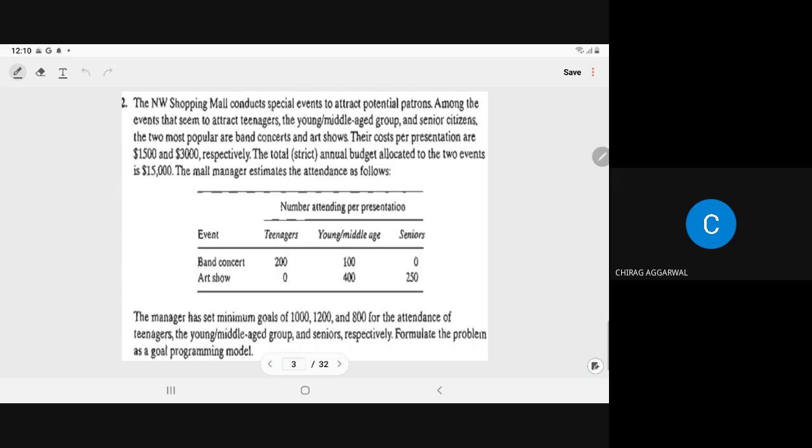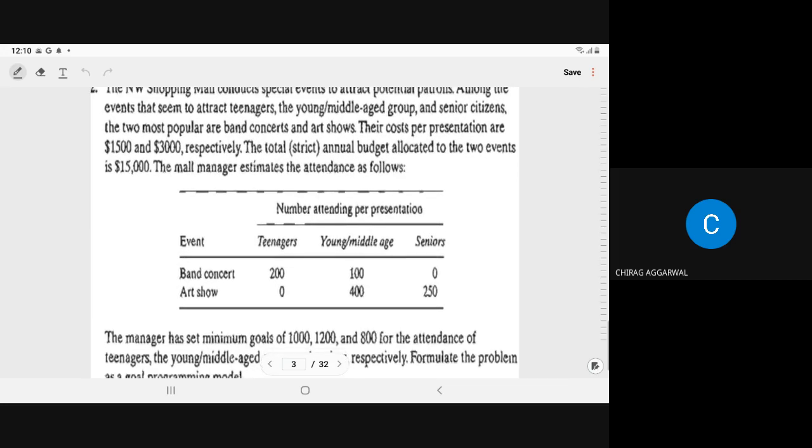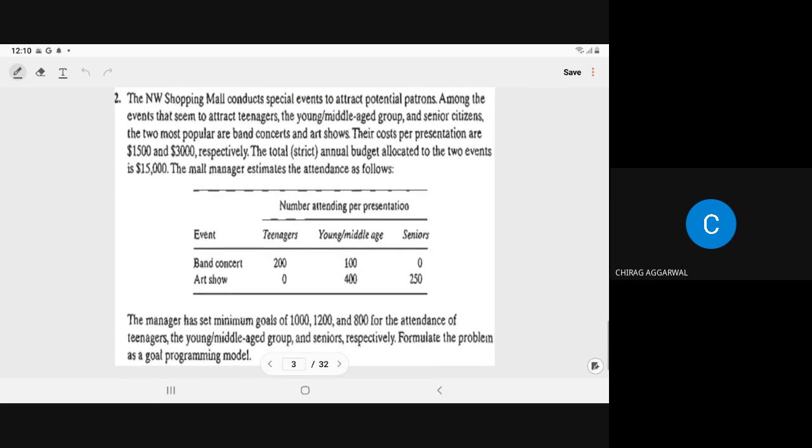So to understand goal programming, first we see how to formulate the goal program, then we will go with the methodology or techniques to solve the goal program. To understand goal programming, let us have this question, which I will use 2 3 times.